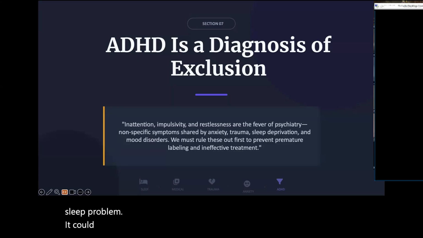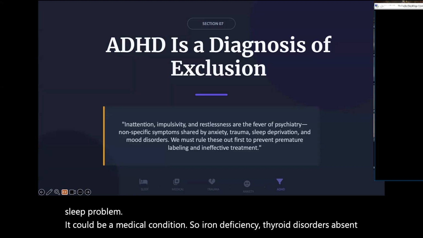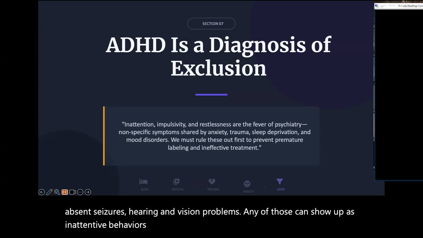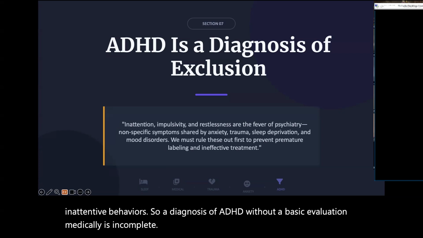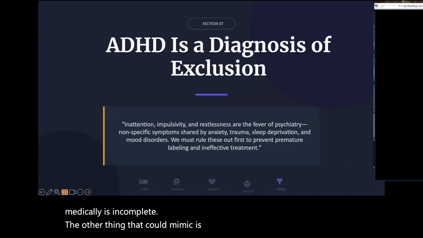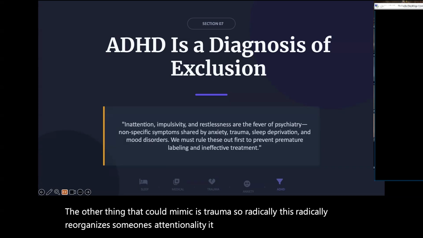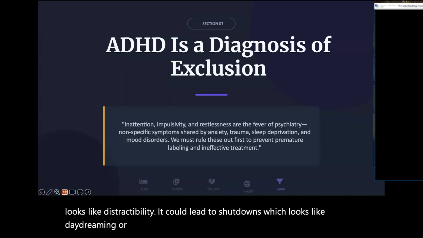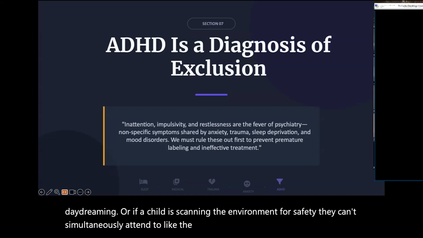It could be a medical condition. So iron deficiency, thyroid disorders, absence seizures, hearing and vision problems, any of those can show up as inattentive behaviors. So a diagnosis of ADHD without a basic medical evaluation is incomplete. The other thing that could mimic is trauma. This radically reorganizes someone's attentionality. It could lead to hypervigilance, which looks like distractibility. It could lead to shutdowns, which looks like daydreaming. Or if a child is scanning the environment for safety, they can't simultaneously attend to, like, the multiplication table.